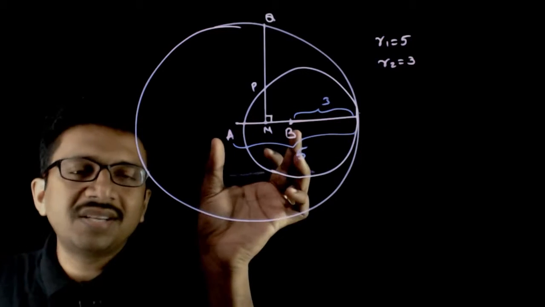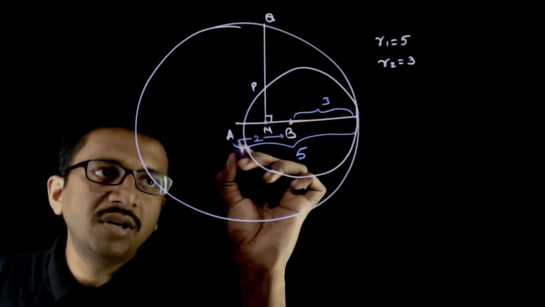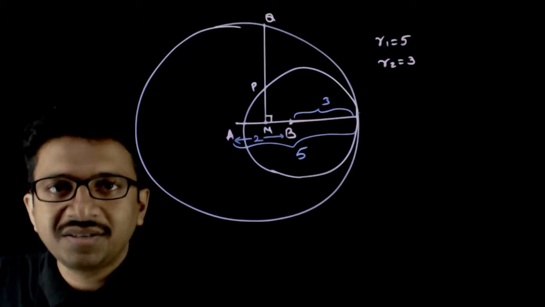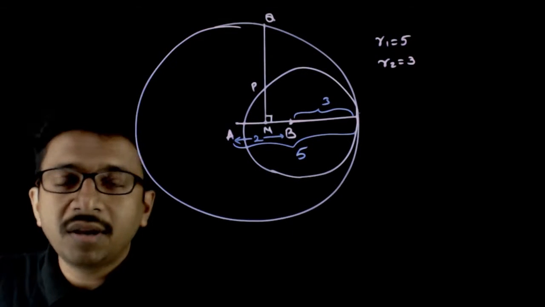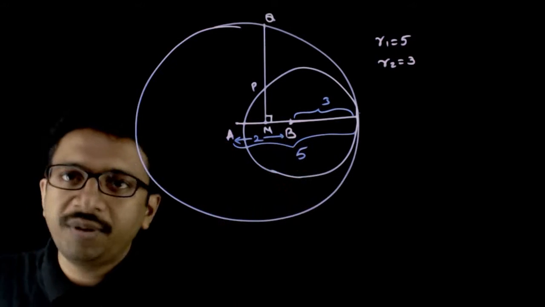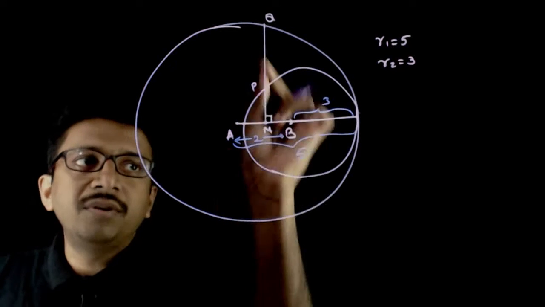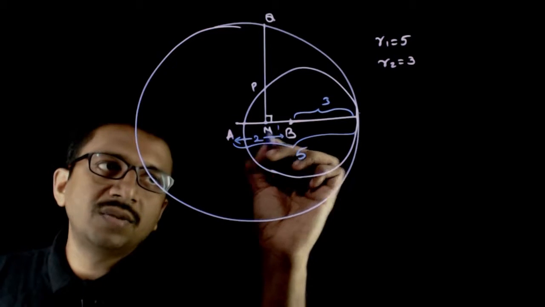From these two, you can obviously see that AB is equal to 2. The distance between the centers is 2. Now, MPQ is the perpendicular bisector of AB. That is, MPQ is perpendicular to AB and M is the midpoint of AB. That is, this is 1 and this is 1.